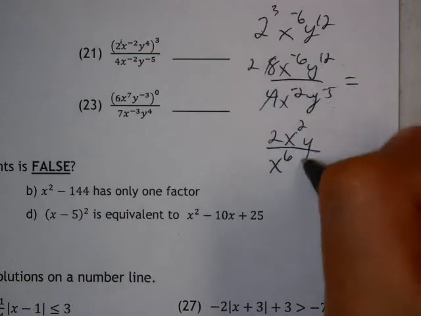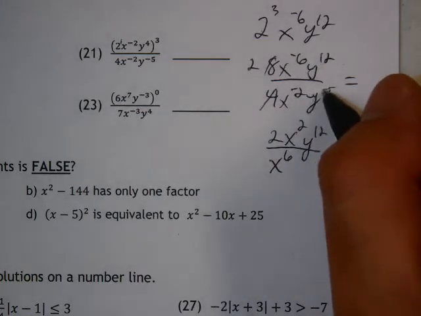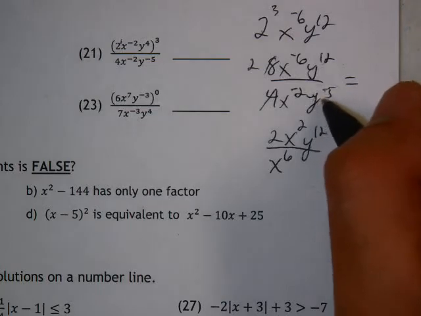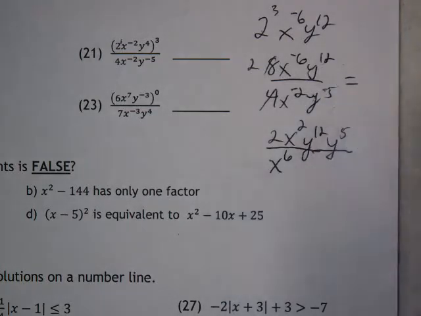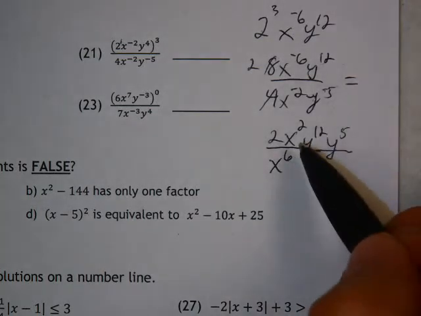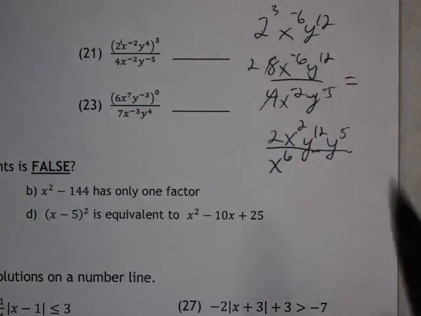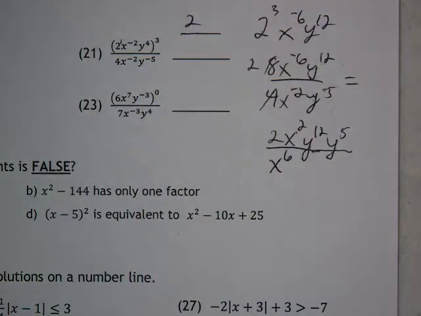This y to the 12th didn't change, that stays where it is. But now this y to the negative 5th has to also flip up to the top. So I'm going to extend this. Now there's y to the 12th, and oh, hey buddy, there's y to the 5th. Now we have just a little bit more to do to simplify. The 2 is good. We're done with that number, so we know 2 is part of the answer.